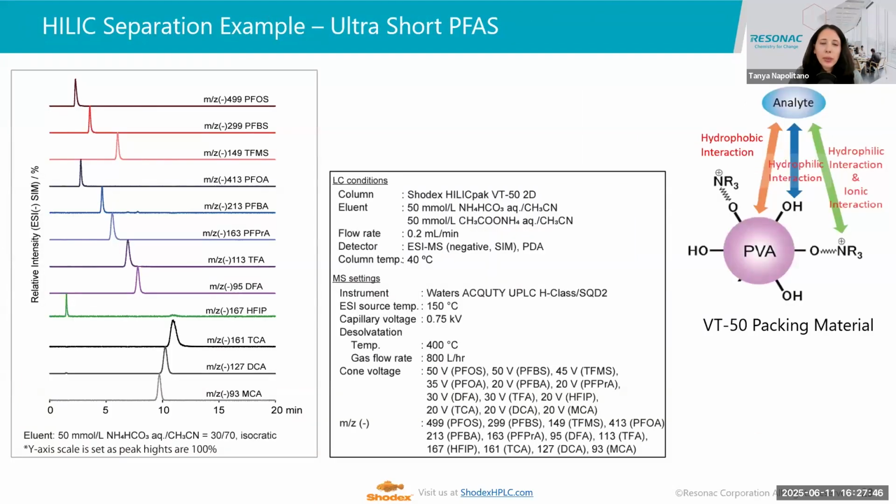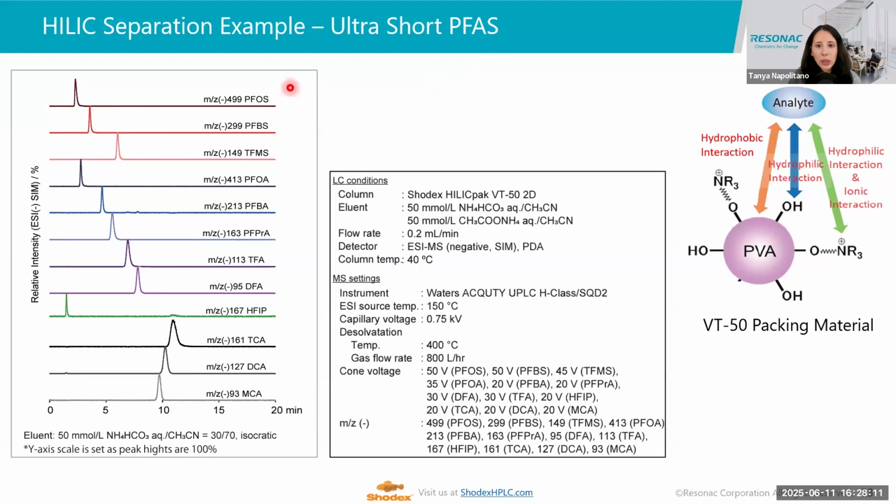And this is a great example of how HILIC excels where reverse phase struggles, especially with ultra short PFAS. So we use the VT50 column to separate highly polar compounds like TFA, DCA, and these usually elute near the void in C18 methods, making detection very difficult. But in HILIC, it's polarity driven.